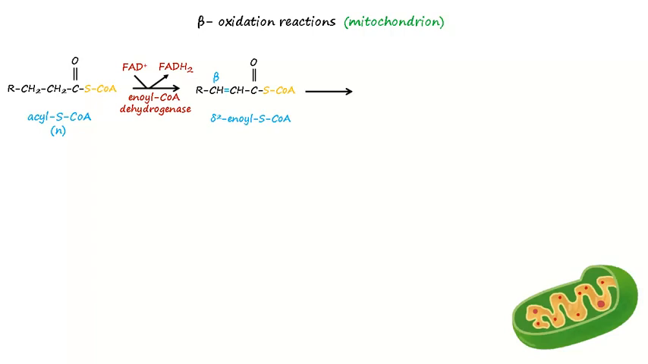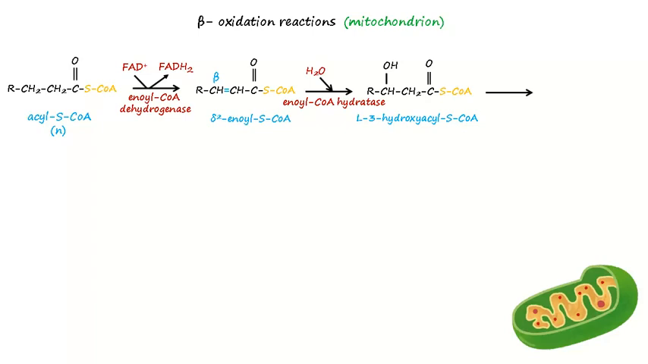Afterward, a water molecule will enter the next reaction, catalyzed by the hydratase enzyme, with the result of adding a hydroxy group in the double bond, beta carbon position. The product is named hydroxyacyl-CoA. The hydroxy group will help the NAD coenzyme and the dehydrogenase enzyme to form a keto group. The product will be a ketoacyl-CoA.